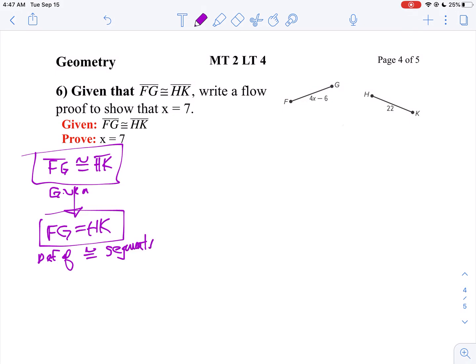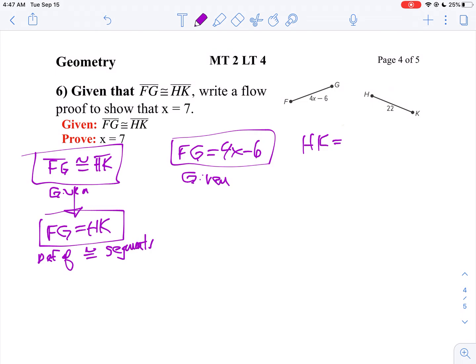Now let's look at another given. We're also told FG equals 4x minus 6. So I'm going to write given there. We're also told HK equals 22. I'm given that. Now what we're going to do is put all 3 of these together. When you put them together, that's substitution, because instead of writing FG, we're going to write 4x minus 6. Instead of writing HK, we're going to write 22. So that's what I'm going to say next.